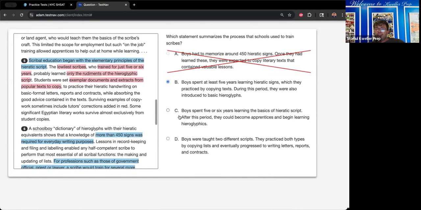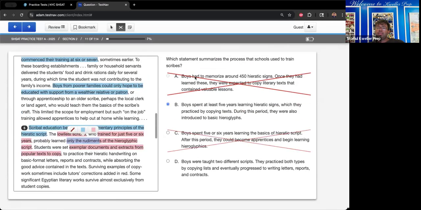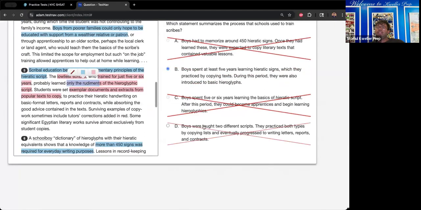Here, C, it's not the best summary because it says that they spend 5 or 6 years. Okay. And then after this, they could become apprentices and begin learning hieroglyphics. It never talks about this last part here, how they can learn hieroglyphics. It only really talks about hieroglyphics here, how it's rudimentary. They only learn the small parts of this. So yeah, we can rule out C. And then D says boys were taught two different scripts. Again, this is not true and doesn't really mention that, so the answer should just be B.